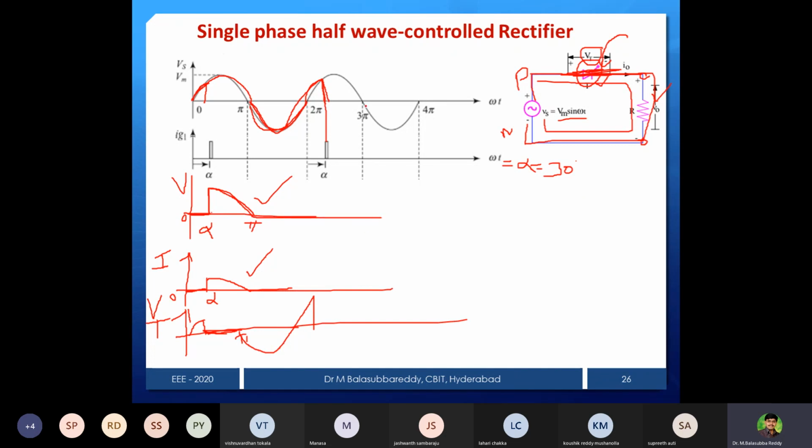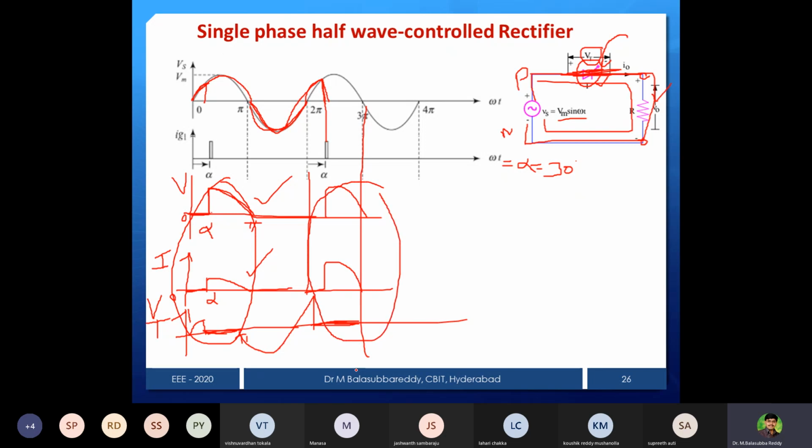All the cycle is going to be repeated from this point onwards. From 2 pi onwards the cycle repeats. Again the thyristor will turn on, current will start, and it will turn off like this. Exactly this portion is repeated here. So that much is simple. Now if you have any doubt, ask me. It is very simple, 2 steps.